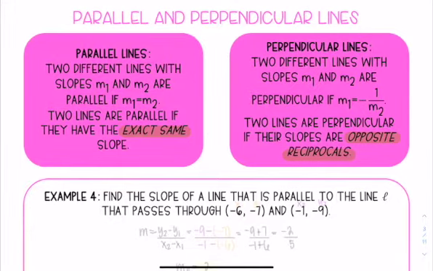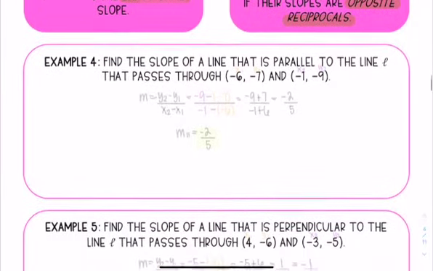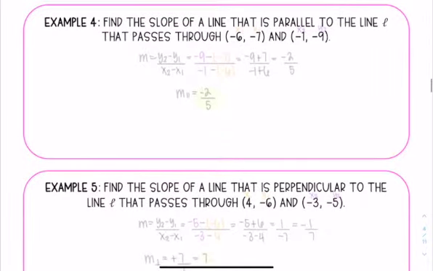So we want to find the slope of a line that is parallel to the line L that passes through the points (-6, -7) and (-1, -9). So what we need to do is find the slope of the original line. And so we're just going to label our points. We've got x1, y1, and x2, y2. And then figure out what the parallel slope would be.